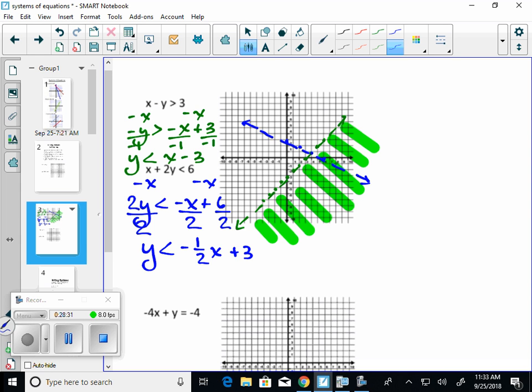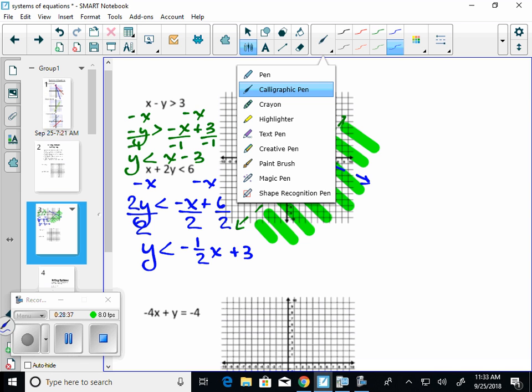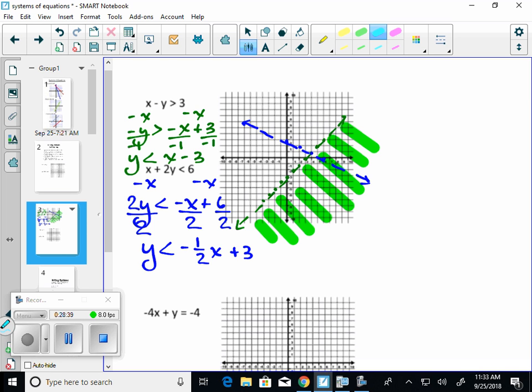Broken line. Shading. Does it have any? It says less than, so I better shade below my line. Shading below my line is going to be here. So I clearly see on my graph, I see some that's just blue, some that's just green, and then I see a mixture.